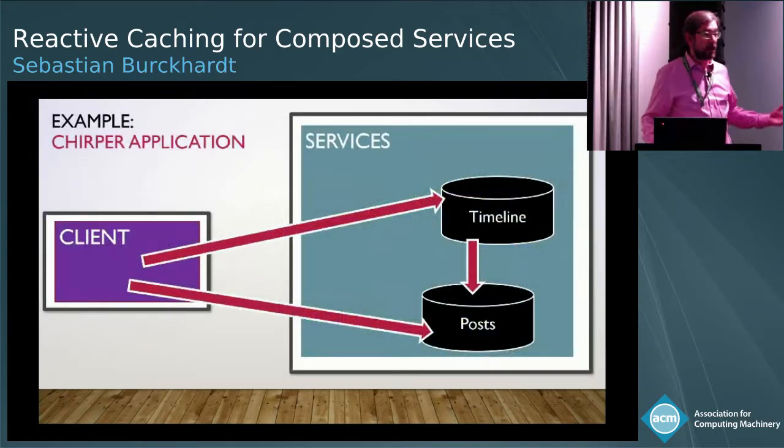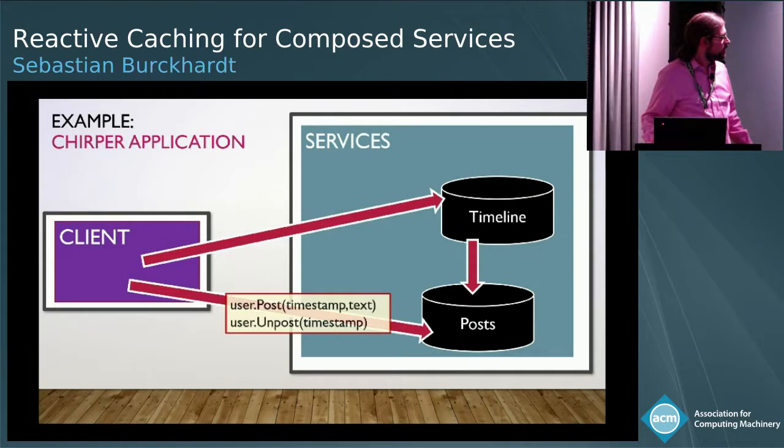So let me give you an example of how you could write an application like this. This is called Chirper. It's our running example. It's any kind of social application. So clients can add posts to their own timeline. So I would have like a call user.post. I can also unpost if I might delete my post.